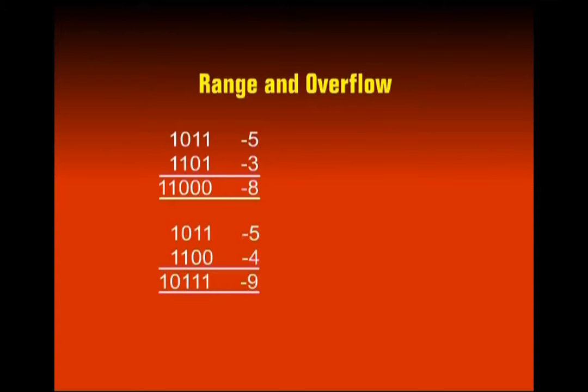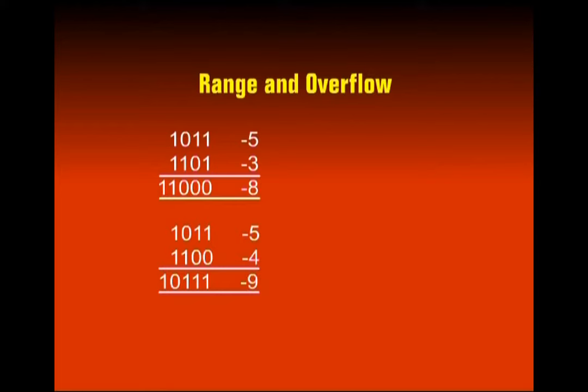Now let's add minus 5 and minus 4. The answer is minus 9. The answer, as you can see, is 1, 0, 1, 1, 1. Now if you neglect the carry, what do you get? It's 0, 1, 1, 1. Now if you observe the answer, you see a 0 in the most significant bit, which indicates a positive number, which is incorrect. The answer is minus 9.